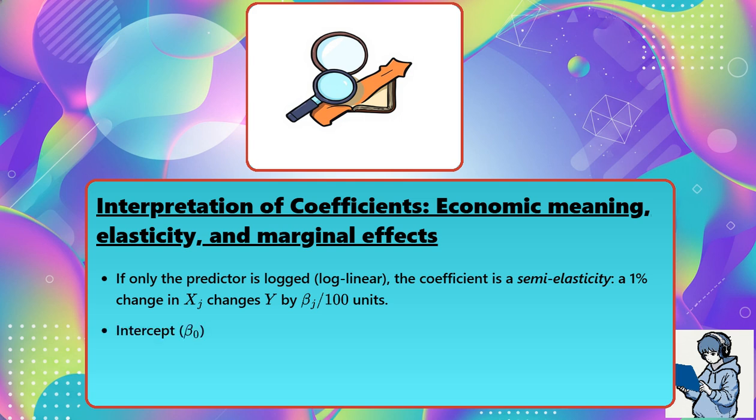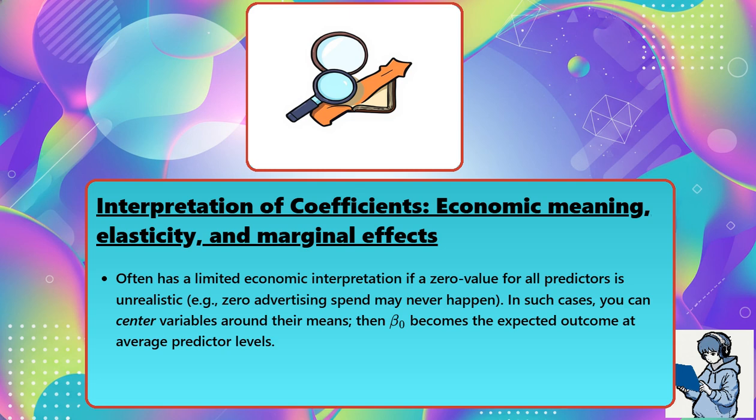Intercept beta 0 often has a limited economic interpretation if a zero value for all predictors is unrealistic. For example, zero advertising spend may never happen. In such cases, you can center variables around their means. Then beta 0 becomes the expected outcome at average predictor levels.